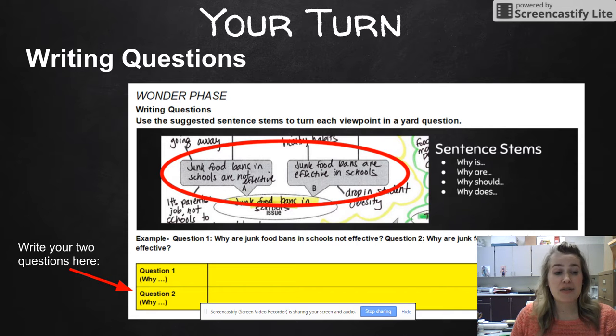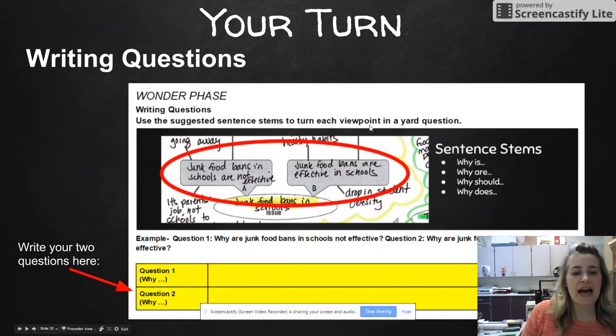So you are going to do the same thing now. You should have in Classroom a handout that looks like this. It's probably got the words questions and notes in it. So you're going to open the handout in Classroom that has the words questions and notes in it. And you're going to see that we're starting in the Wonder Phase. You're going to find the 2 yellow boxes, and you're going to take your viewpoint A and add the word why in front of it, and then you're going to take your viewpoint B and add the word why in front of it. So A is going to become question 1, and B is going to become question 2.